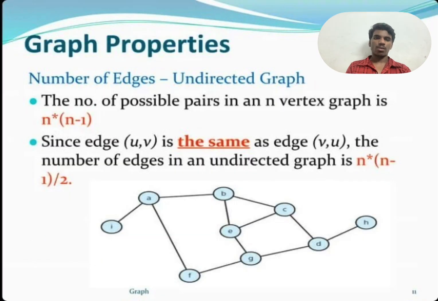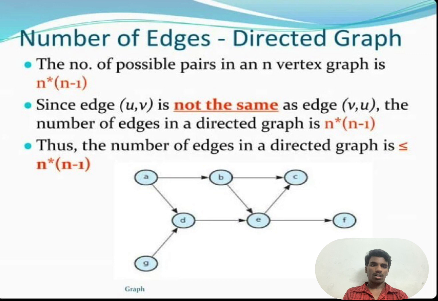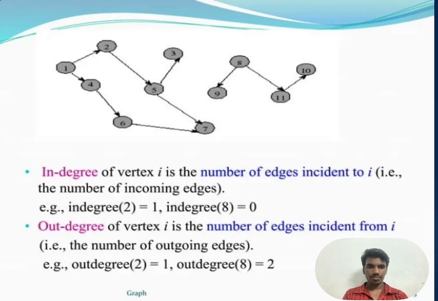Graph properties. The number of possible pairs in an n-vertex graph is n times (n minus 1). Since the edge (u,v) is the same as (v,u) in an undirected graph, the number of edges in an undirected graph is n(n minus 1)/2. For a directed graph the edges are not the same, so the number of edges is at most n(n minus 1).